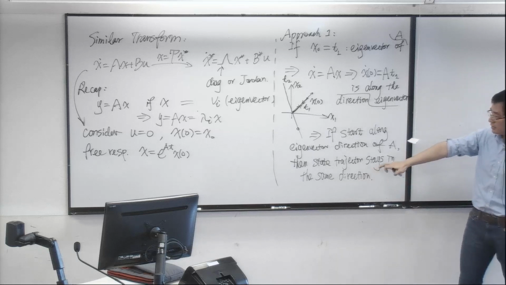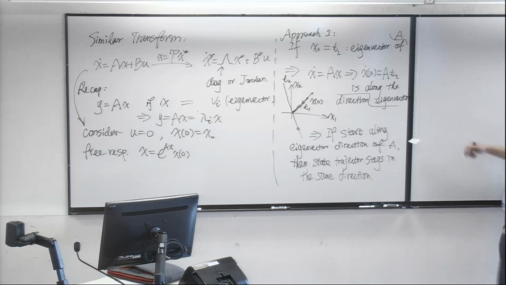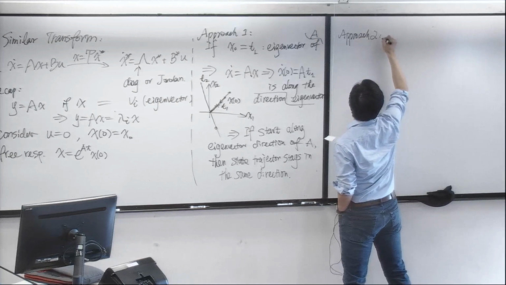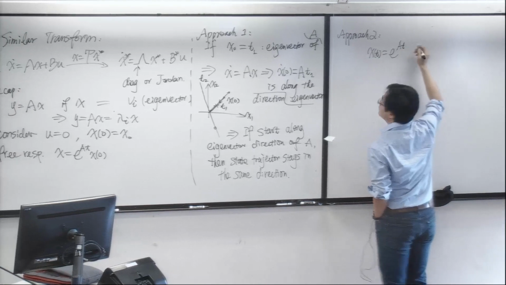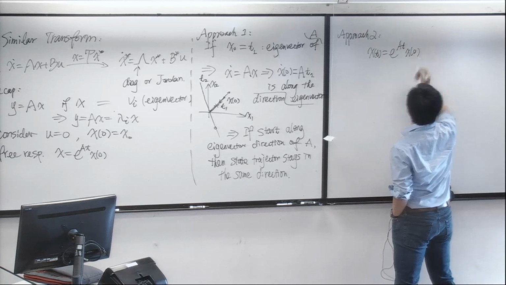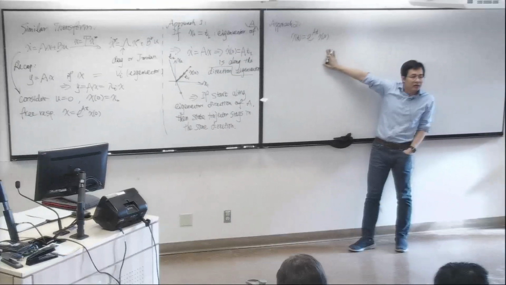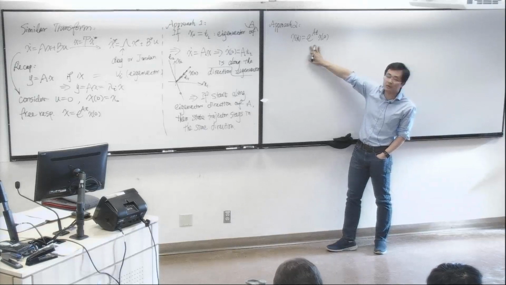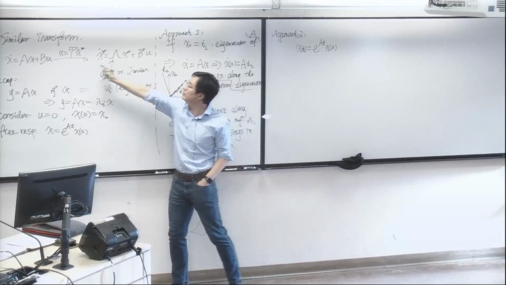So the trajectory of the state will stay in that direction. It doesn't change. Now let's take a look at this one. From similarity transform, if I just take a look at the solution, what did we talk about in the last lecture? How e^(At) looks like after this similarity transform.